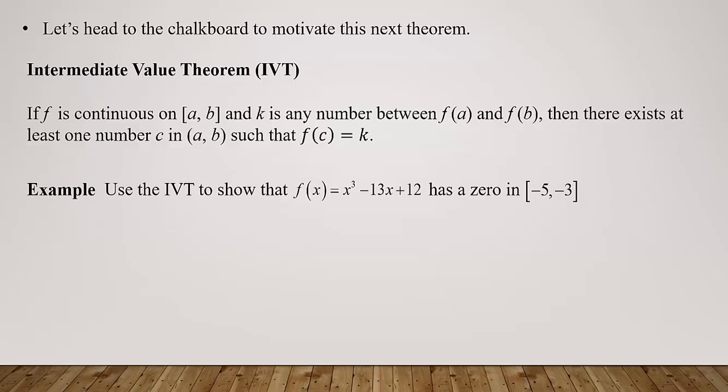And one of the most useful things about the intermediate value theorem comes out in this example. We're going to use the intermediate value theorem to show that the function f of x equals x cubed minus 13x plus 12 has a 0 in the closed interval -5, -3. So write this down. I'm heading off to the chalkboard to work through it.